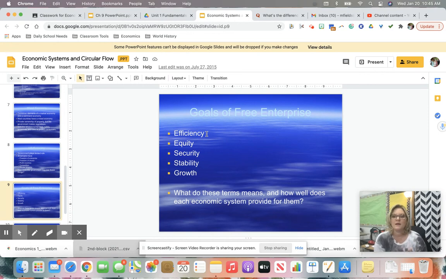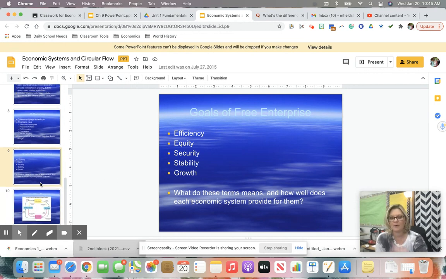So in the bottom part of your handout on the economic systems, we did the top part together. On the bottom part, you see these here as your goals of free enterprise, and those are the words that are on the bottom. And you have a handout that you need to read about each type of economic system, and it will walk you through this question about how well each economic system provides for these goals. So that's what you should be working on today. Let me know if you have any problems.